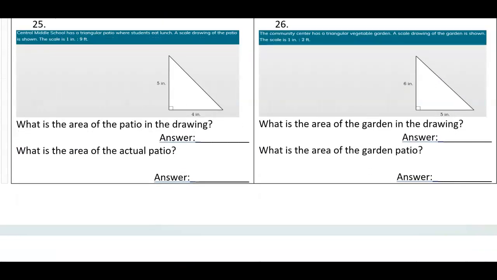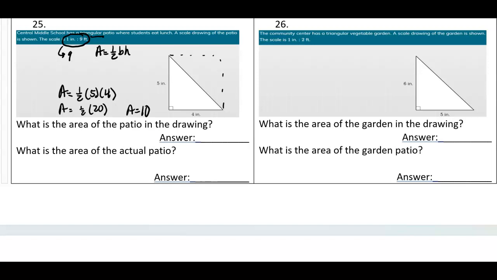Lastly, 25. Central Middle School has a triangular patio where students eat lunch. Remember, that's important because for a triangle it's not A equals length times width. It's A equals 1/2 length times width, or base times height, same thing. And the scale in this case is 1 to 9, so our scale factor is 9. It says, what's the area of the patio in the drawing? So area is equal to 1/2 of 5 times 4. Remember, a triangle is just half of a rectangle, right? So that's why we're dividing by half. So area is equal to 1/2 of 20. So the area in this case is equal to 10. So 10 inches squared.